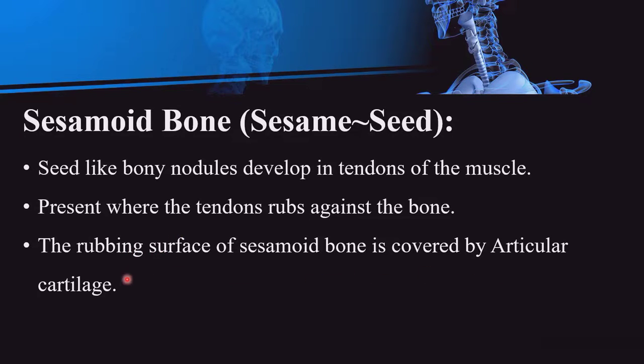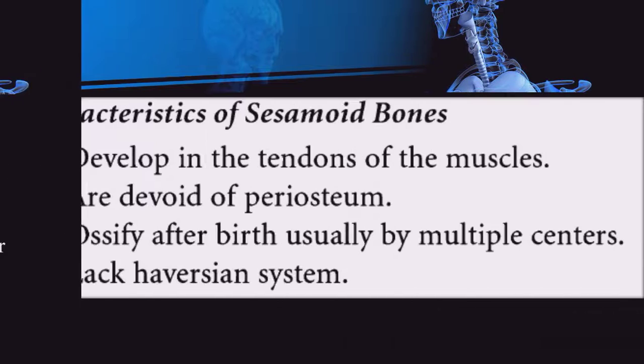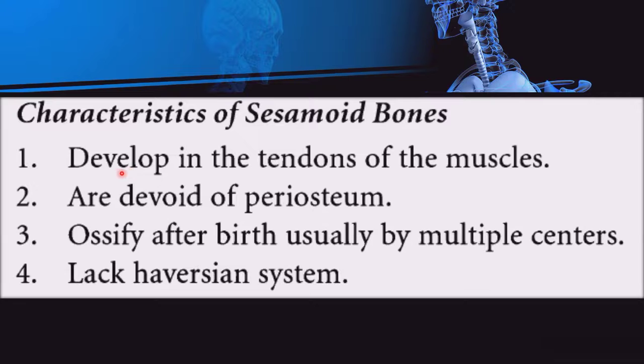The surface of sesamoid bones is covered by articular cartilage, and hence the cartilage reduces the friction of the tendons over the bone. We'll be talking about cartilage in common lectures. So what are the special characteristics of sesamoid bone? Well, there are special features which are restricted to these bones, such that they develop in the tendon of muscles. Even though they are bone, they do not contain periosteum or covering of the bone. Other distinctive feature is that they ossify after birth and by multiple centers of ossification, rather than just primary and the secondary ossification centers. Also, they lack peculiar Haversian system.